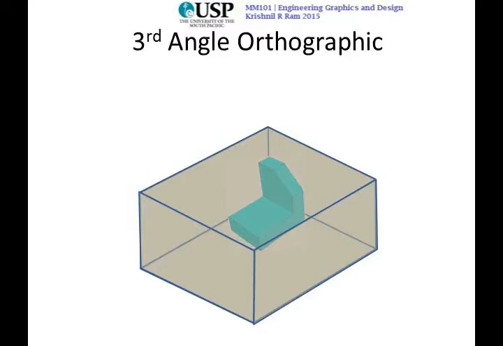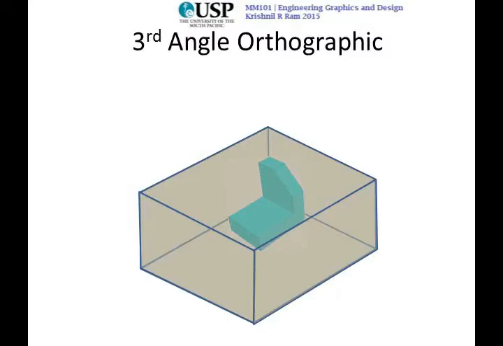Okay, so now let's look at this box in the third quadrant and try to make projections of this solid object onto the planes. Remember, the views that you are getting are actually the projections of this solid object onto the planes. The planes are basically the sides of this box.